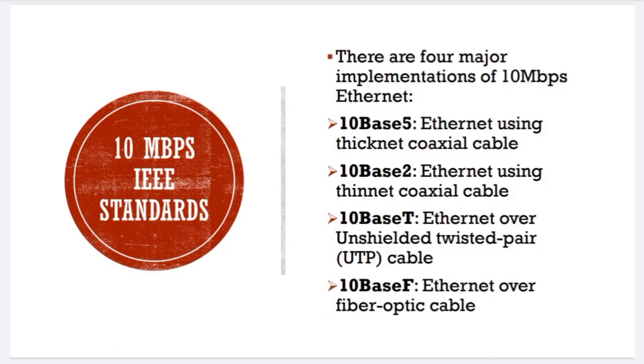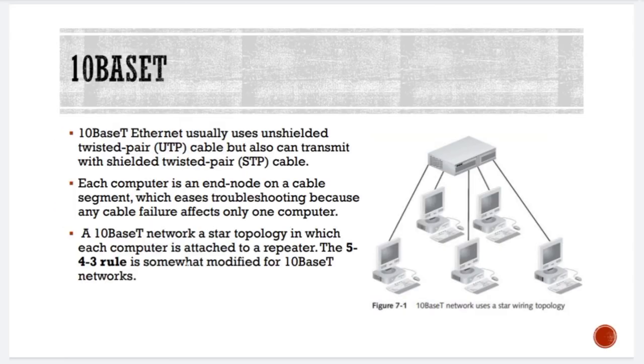There are four major implementations of 10 Mbps Ethernet. The 10Base5 Ethernet using thicknet coaxial cable, 10Base2 Ethernet using thinnet coaxial cable, 10BaseT Ethernet over unshielded twisted pair or UTP cable, and 10BaseF Ethernet over fiber optic cable.